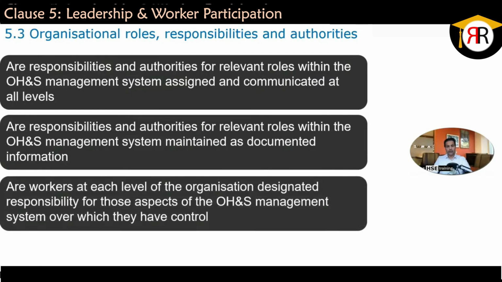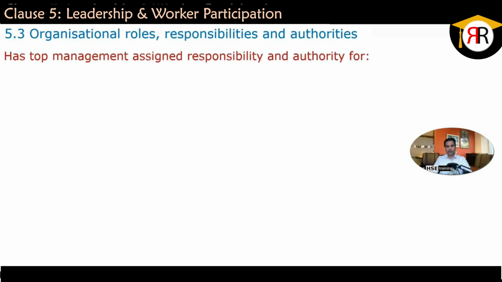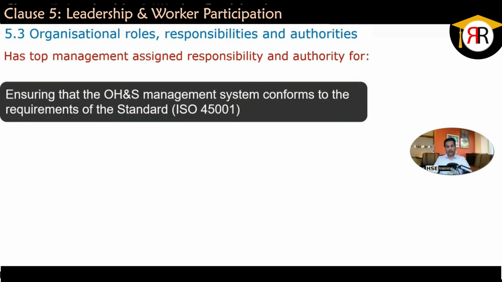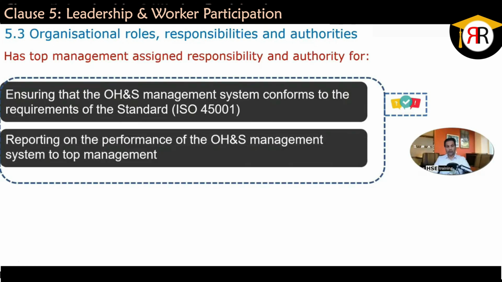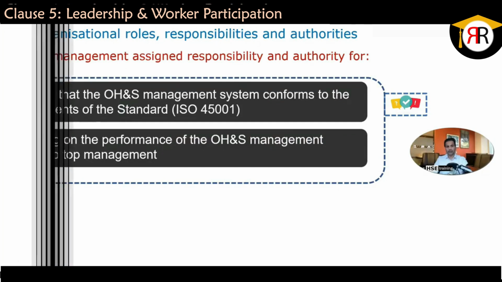And are workers at each level of the organisation designated responsibility for those aspects of the management system over which they have control? Has top management assigned responsibility and authority for ensuring that the management system conforms to the requirements of the standard, in this case ISO 45001? And also, have they assigned responsibility and authority for reporting on the performance of the management system to top management?